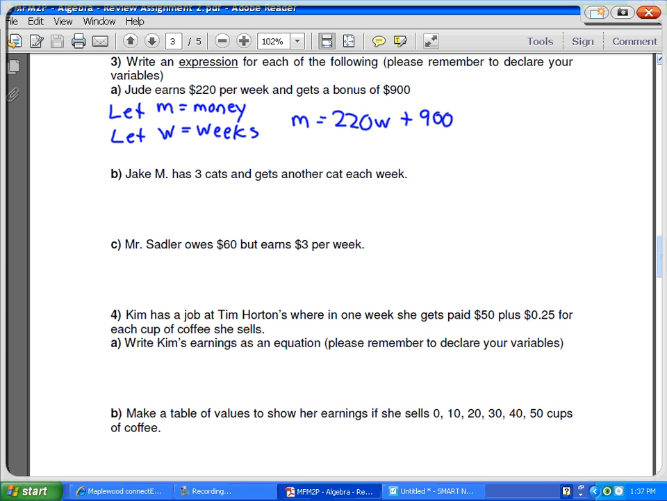Next it says, and this is a sad one, Jake has 3 cats. He gets another cat each week. Well, what are my 2 unknowns? What are my 2 variables? Yeah, C for cats. Please do this. Let C equal number of cats.